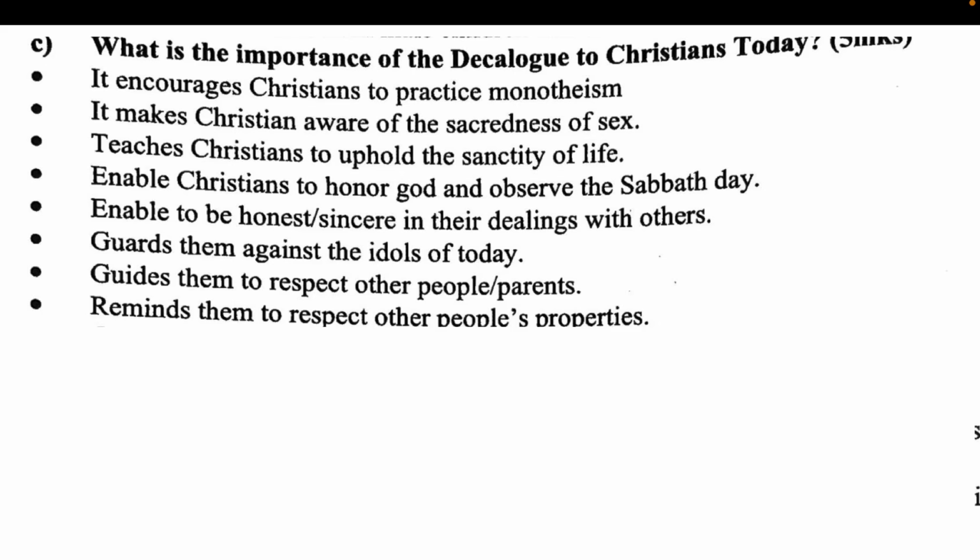It makes Christians aware of the sacredness of sex. Teaches Christians to uphold the sanctity of life. It enables Christians to observe the Sabbath day, or rather, you can just say to honor God, to observe the Sabbath day. It enables also Christians to be honest in their dealings, or sincere.